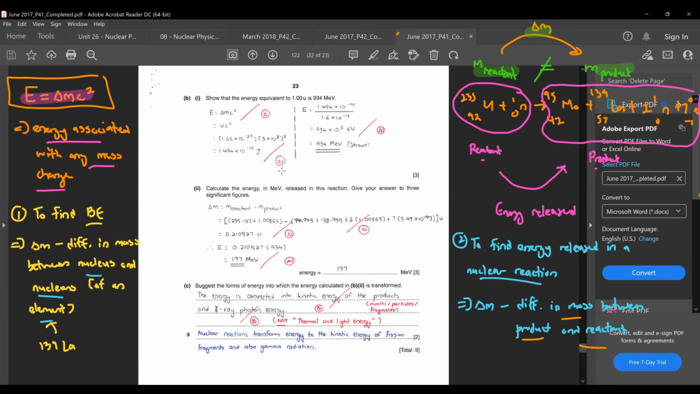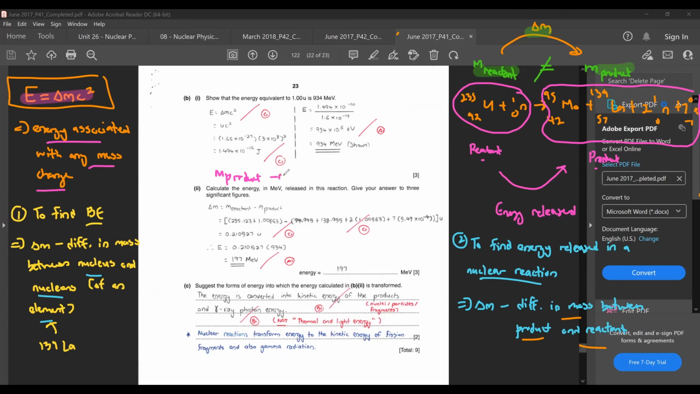Now you may be wondering, can I just take mass of product minus mass of reactant? Why is it that I take mass of reactant minus mass of product? Because the mass of reactant is larger than the mass of my product. That's why I take this one minus this first. If you take mass of product minus mass of reactant, it's also fine. It doesn't matter. What we are really interested in is just the difference. If you take mass of product minus mass of reactant, you're going to get a negative answer. That negative is fine actually.